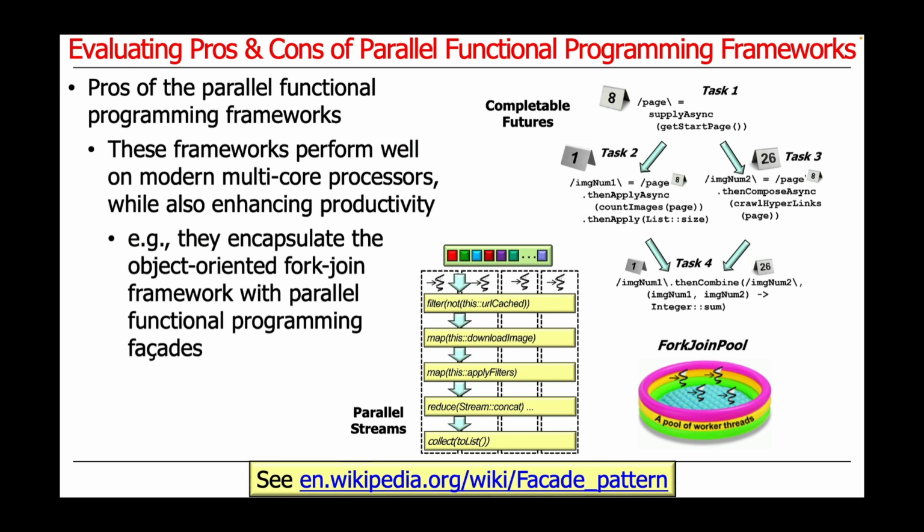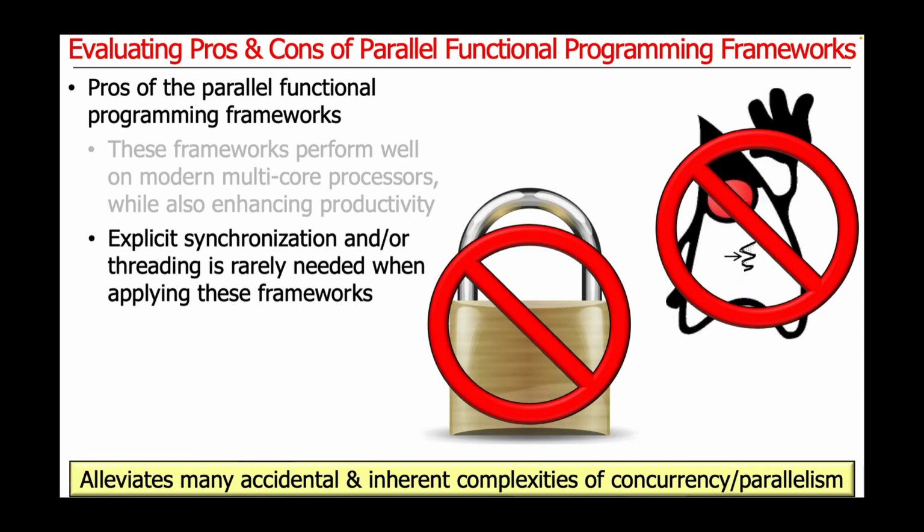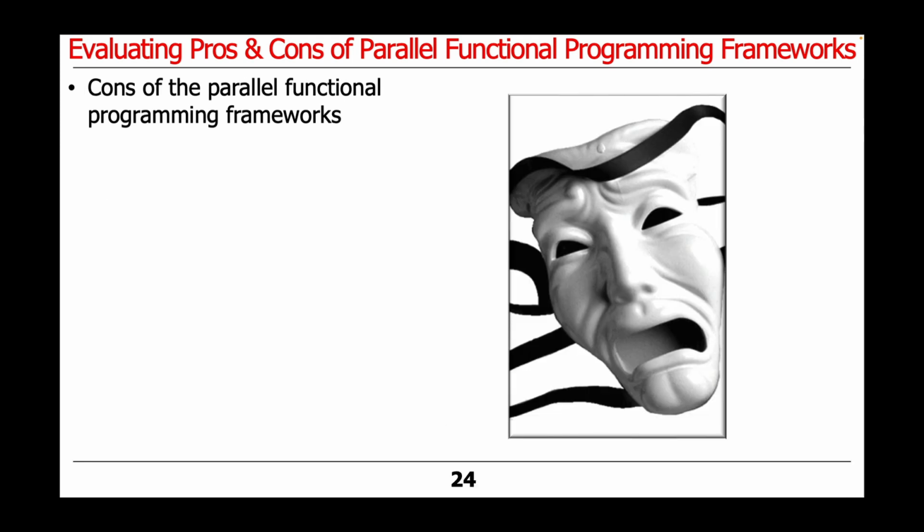You get performance from fork join pool, and then you get ease of programming by providing functional facades or wrappers around these things. You very rarely, if ever, need to have threads exposed directly. You don't have to create threads. You don't have to join threads. You don't have to stop threads. You don't have to synchronize anything. You very rarely need any synchronizers. And that ability to remove those types of programming concerns alleviates lots of complexities, both inherent complexities and accidental complexities, with concurrent and parallel programming, because you're letting the infrastructure do the work for you. You're not doing it yourself.